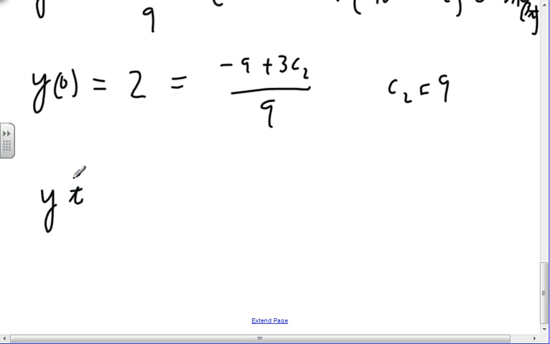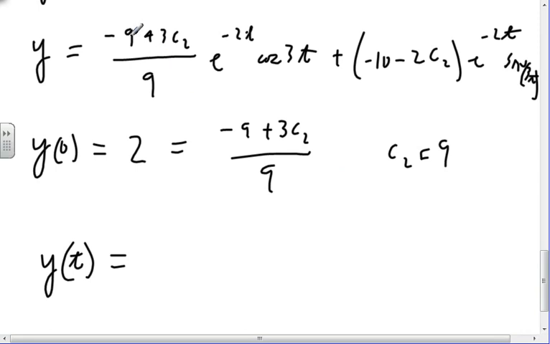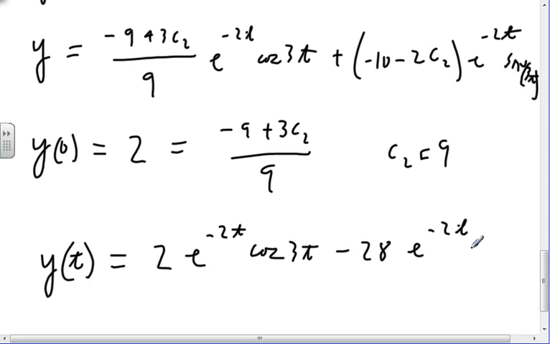y of t, final answer is 27, that'd be a 2. 2 e to the minus 2t cosine 3t minus 9, 18, 28. 28 e to the minus 2t sine 3t. Okay, that's cool. Is that cool?